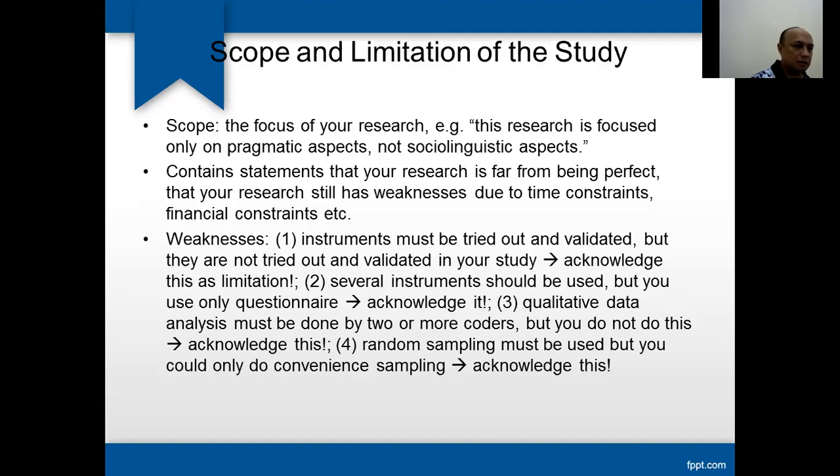Yeah. Fourth one is random sampling must be used ideally, but again, due to your constraints, you could only do convenient sampling, which is the weakest form of sampling actually. Yeah. Again, this is a weakness that you have to acknowledge, that you have to admit in your research paper, in your report. Yeah. Okay. So those are the weaknesses of the study. You have to recognize them and you have to write them under the scope and limitation of the study. Okay.